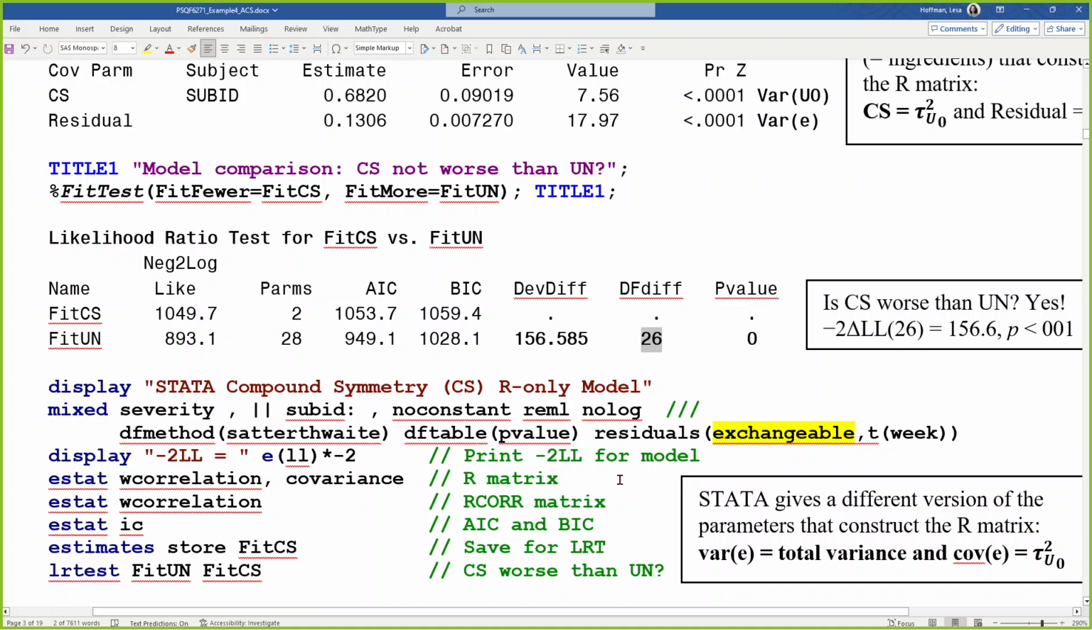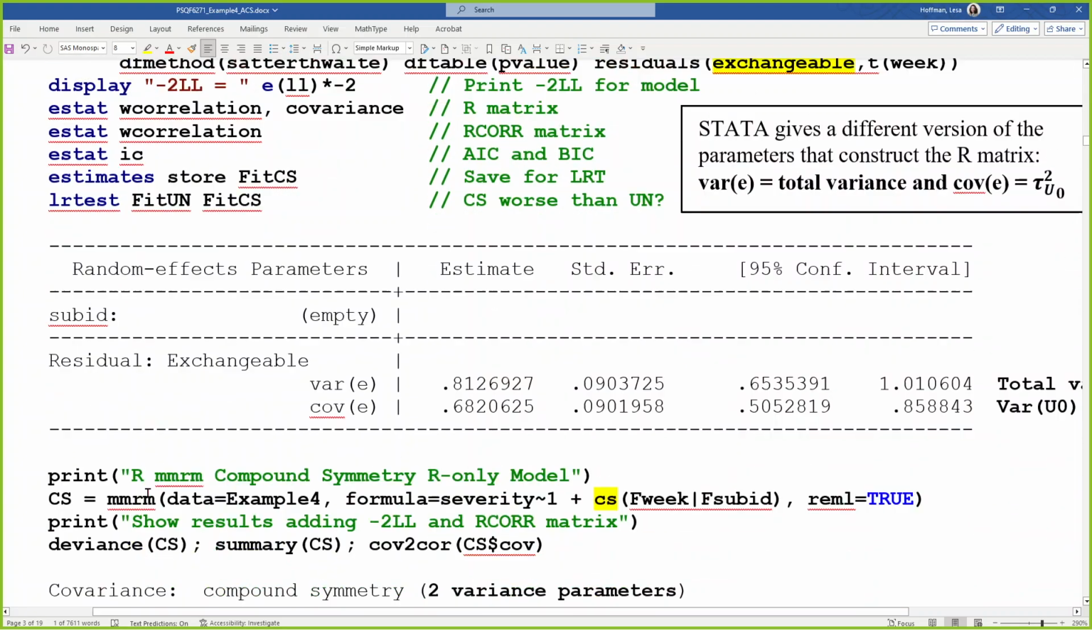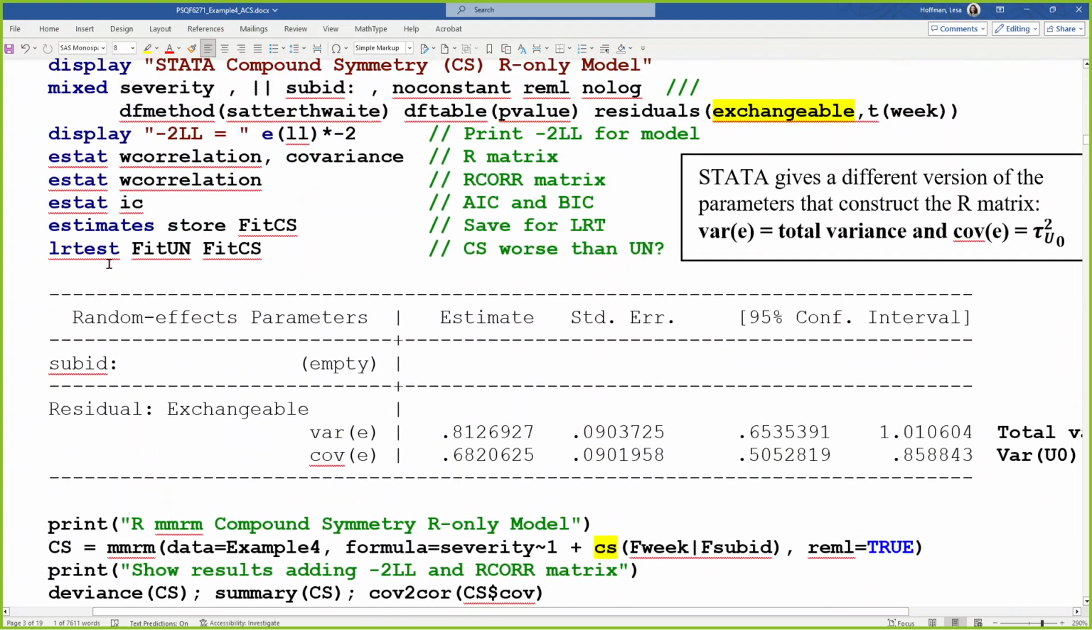So a savings of 26 parameters. The test statistic comparing the minus 2 log likelihoods of CS versus unstructured is 156, and the p-value is 0 to many decimal places. So how do I talk about this? Relative to unstructured, a compound symmetry model fits worse. Yep. It's too simple. 2 is not good enough. In Stata, do I have it printed? No, but this LR test command would do that exact same thing, and that is in the output on the online files, so you can see that.